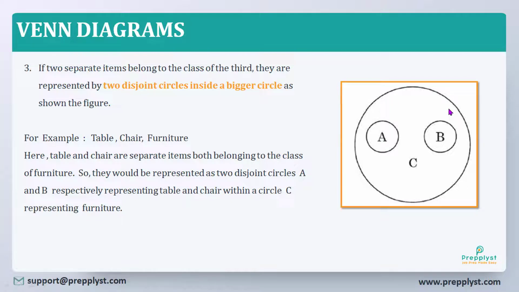Now let's look at this. There are two separate items. They belong to the class of the third. So for example, if you have table and chair, so table and chair have nothing in common. They are two separate items of furniture, but both of them are items of furniture. That is why table and chair, they are disjoint. They are separate from each other, but they lie within the bigger circle C, which indicates furniture.